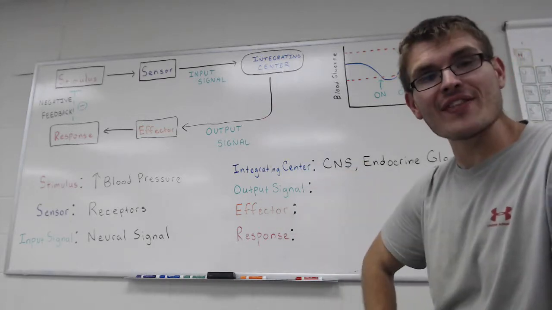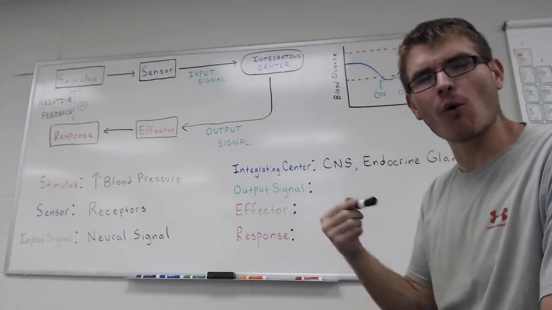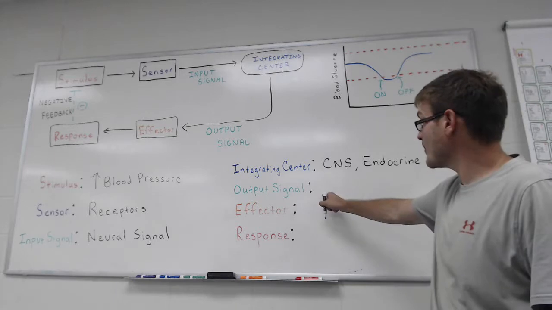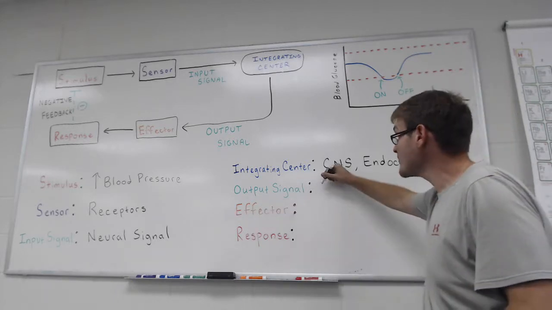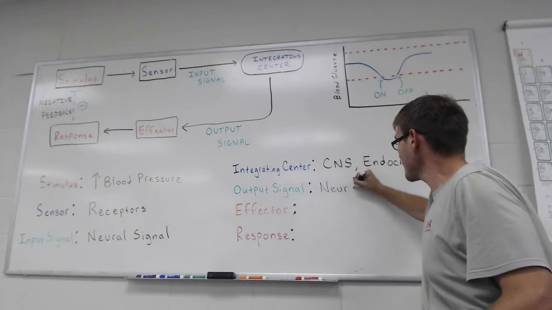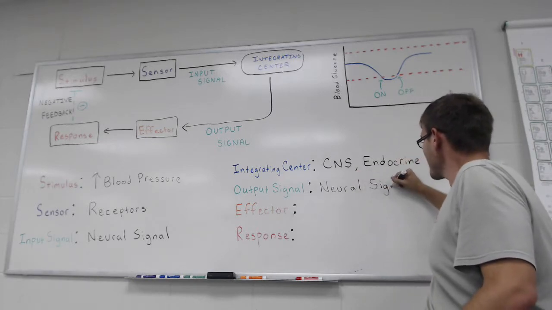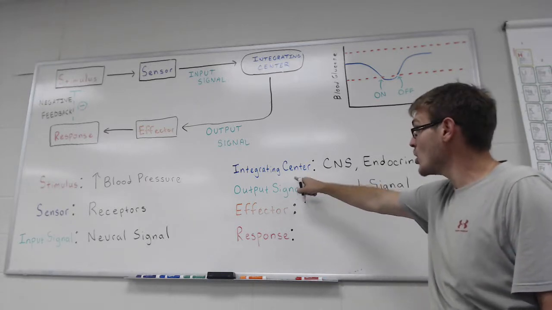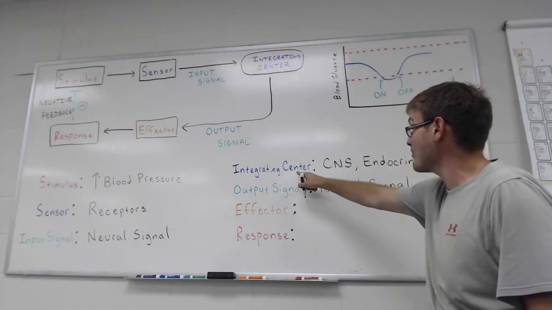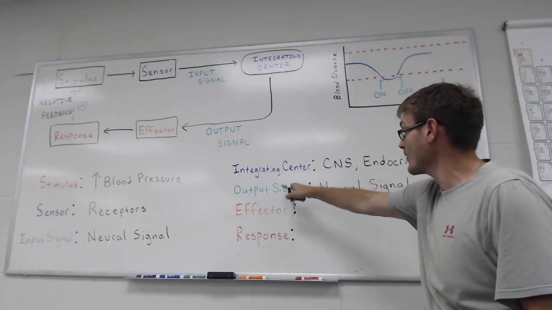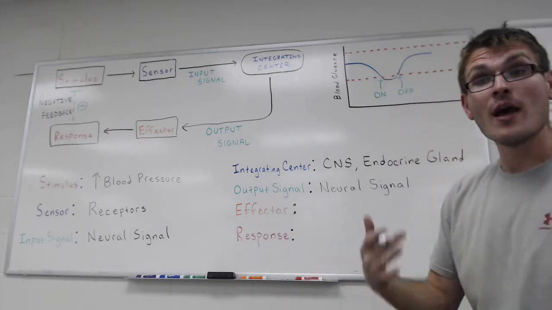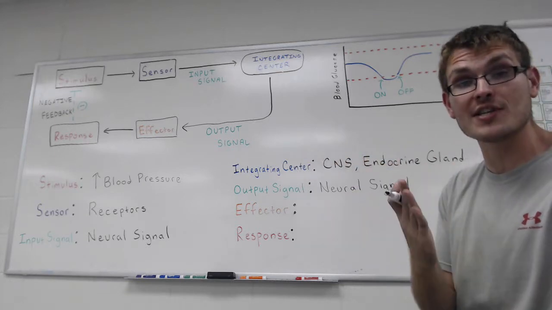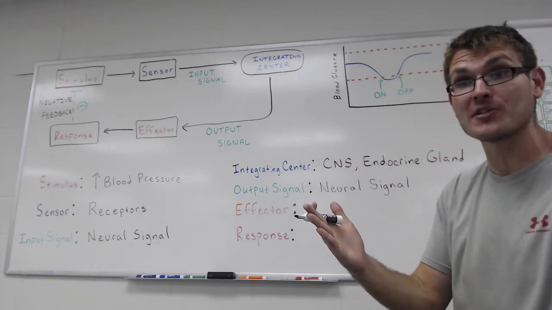Your effector in this case is going to be the tissue or organ that is directly capable of fixing the problem. Just as the input signal was, our output signal will be a neural signal. Except in this case, the neural signal is sent from the central nervous system, if it's our integrating center, to the effector. Your output signal goes from the integrating center to the effector, whereas with the input signal, the signal was going from the sensor to the integrating center. So it's important to understand the difference between an input signal and an output signal.